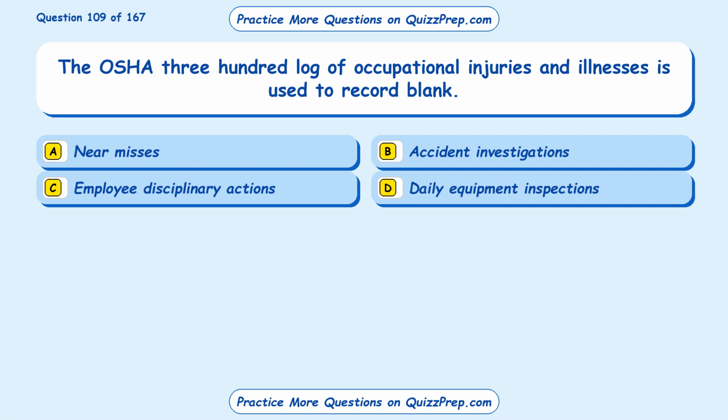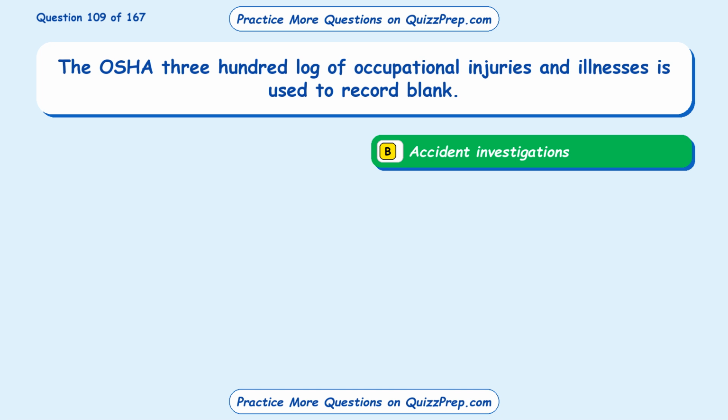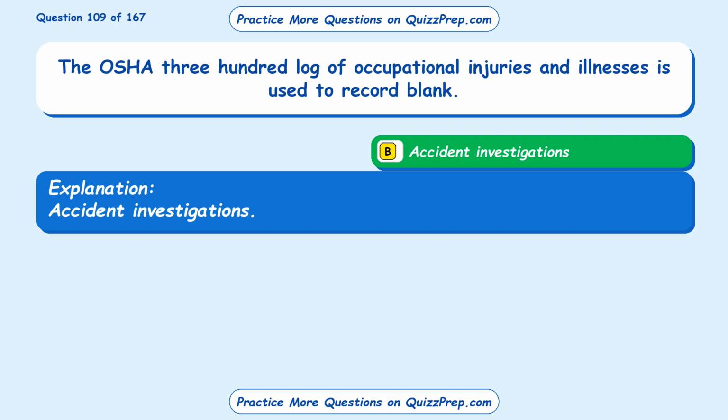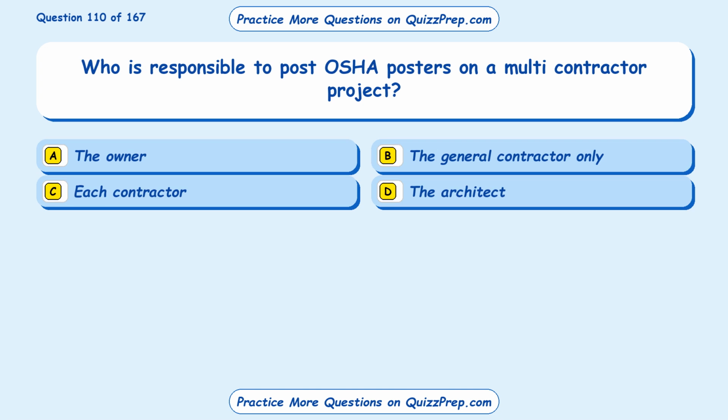Question 109. The OSHA 300 log of occupational injuries and illnesses is used to record blank. Option A, near misses. Option B, accident investigations. Option C, employee disciplinary actions. Option D, daily equipment inspections. The correct answer is option B, accident investigations.